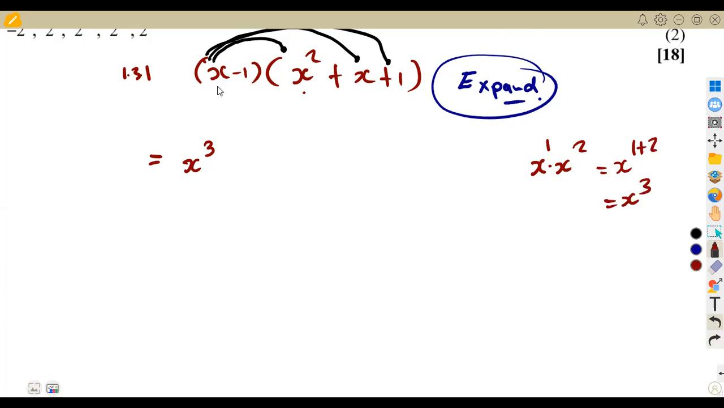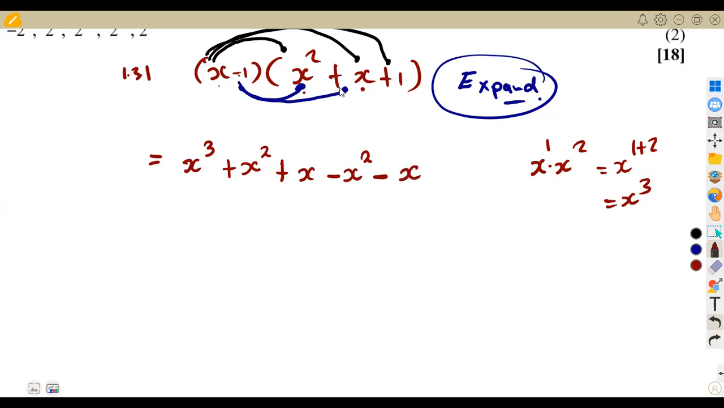Then you move on to x and x. So x times x, which is going to give us x squared, right? Then x and 1, which is going to be x. You do the same thing with minus 1. We are done with x. We move on to minus 1. You do the same thing. So it's minus 1 times x squared, which is minus x squared. You do the same thing, minus 1 multiplied to positive x. So it's minus 1 times positive x, which is minus x.